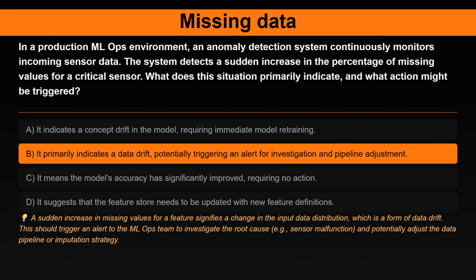The correct answer is, quote, it primarily indicates a data drift, potentially triggering an alert for investigation and pipeline adjustment. Here's the explanation. A sudden increase in missing values for a feature signifies a change in the input data distribution, which is a form of data drift. This should trigger an alert to the MLOps team to investigate the root cause, e.g., sensor malfunction, and potentially adjust the data pipeline or imputation strategy.